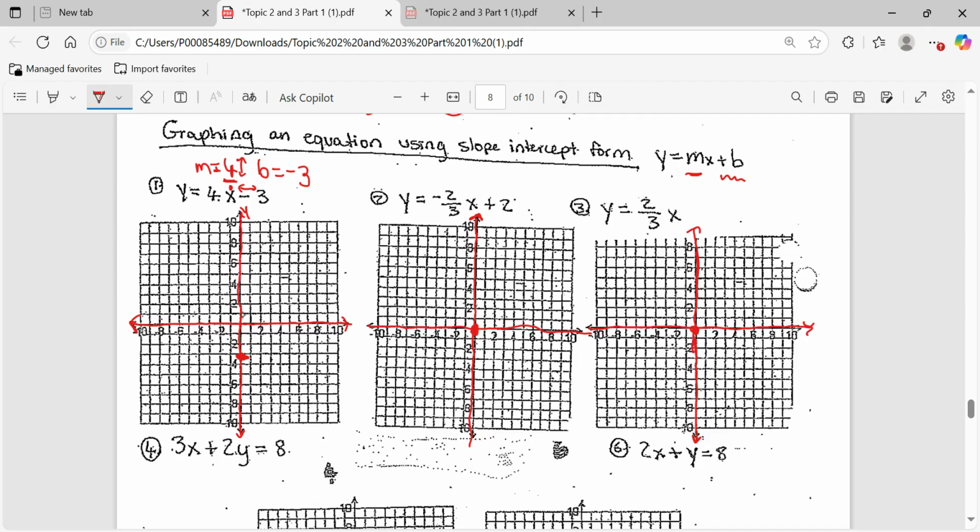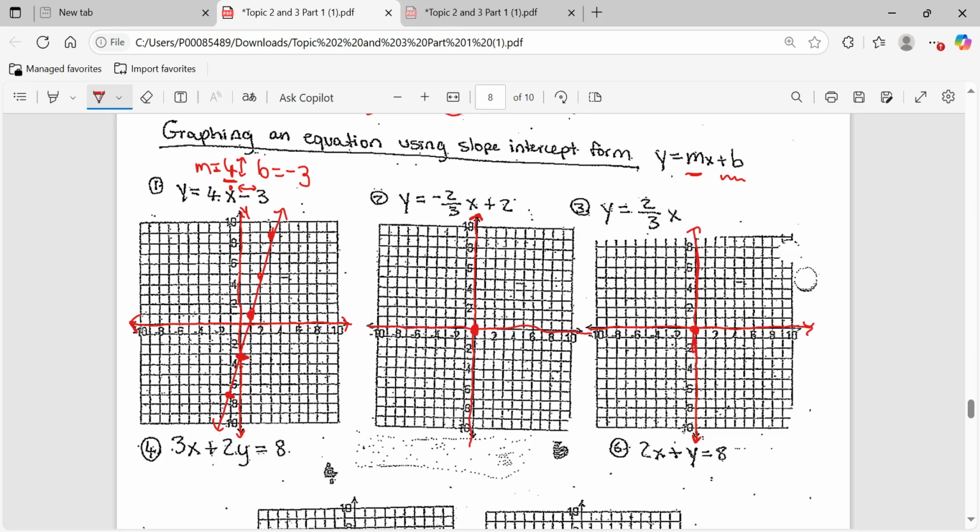So from here, I'm going to rise 4. 1, 2, 3, 4, and I'm counting, and then I go to the right 1. To move again, I can go up 1, 2, 3, 4, and to the right 1. If I cannot go up and right, I could actually go the opposite way. So if not up, down. If not right, left. I am going to go down and left. So now I have my set of points. I connect it. There I go. There's my line.